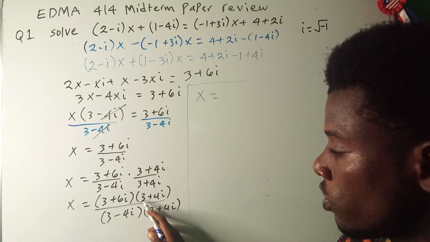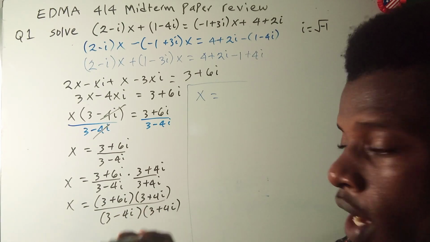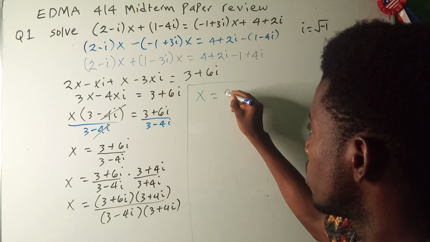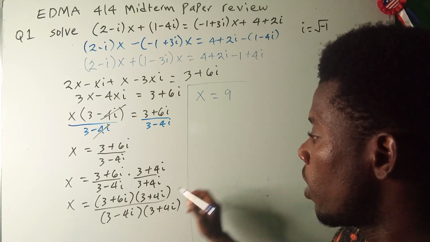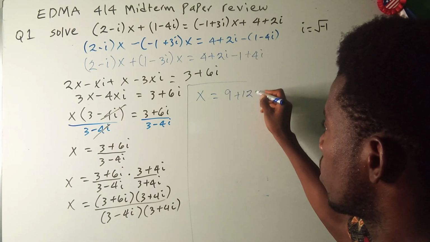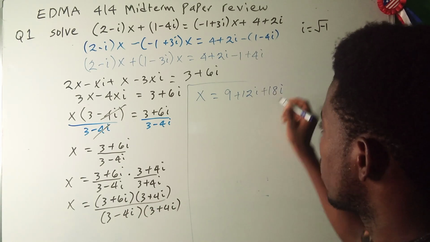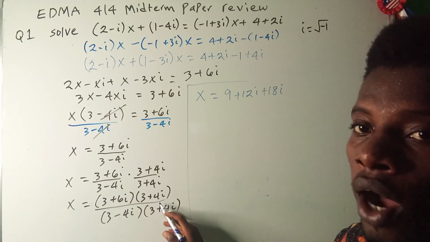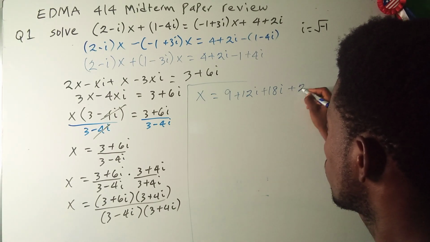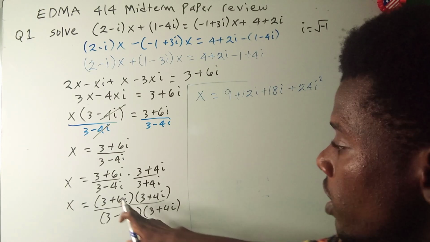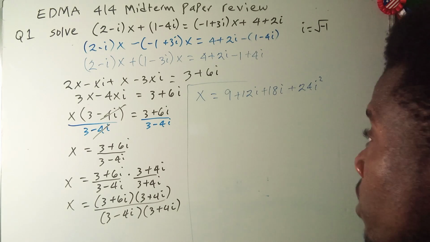Now, once we complete that, we can move on to write x is equal to, we can multiply the numerator using the FOIL method. 3 times 3 is 9. 3 times 4i is 12i. 6i times 3 is 18i. And then 6i times 4i is 24i squared. 6 times 4 is 24, i times i is i squared.